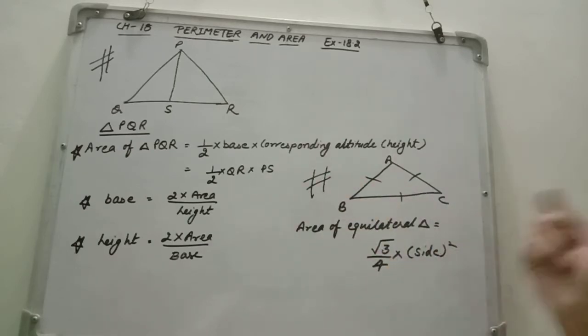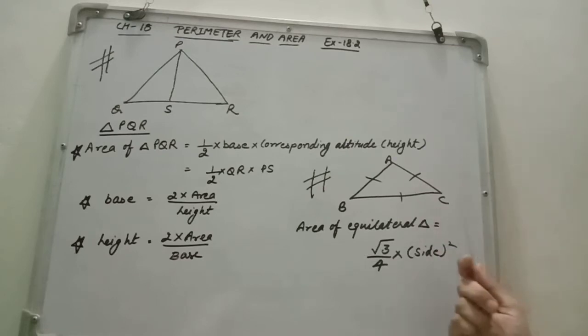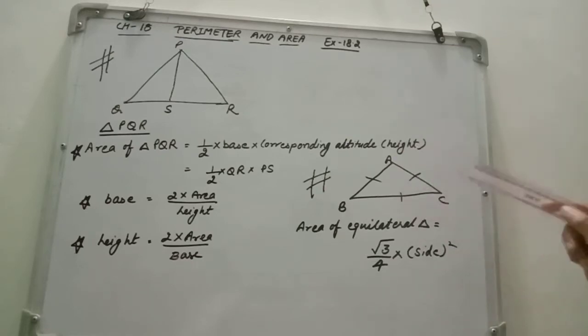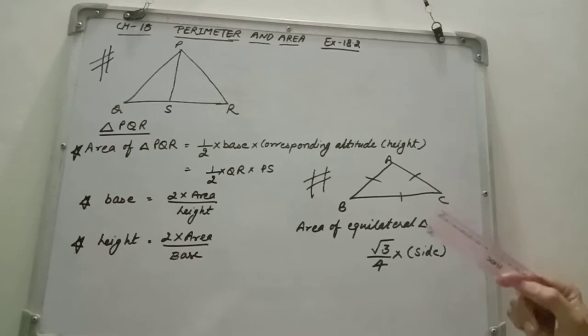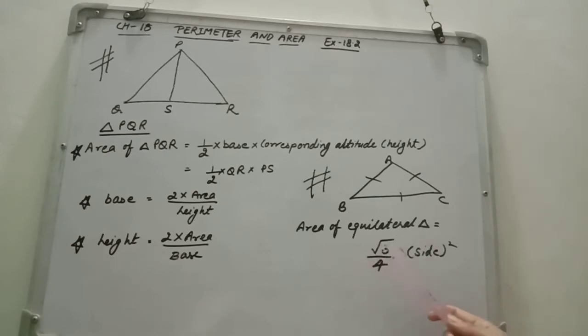Now move to the second figure. You can see here I am taking one triangle ABC whose all three sides are equal. We know that if all three sides of a triangle are equal, that triangle is called an equilateral triangle, right? So the formula for the area of an equilateral triangle is square root of 3/4 multiplied by side square.